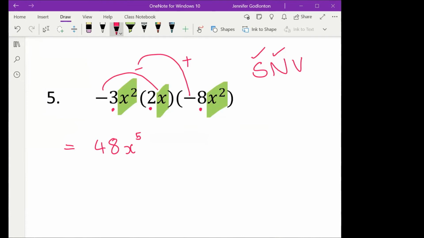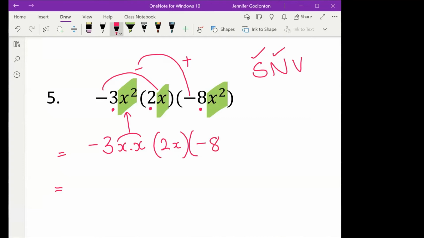How did you get x to the power of 5? Okay, great question. Let's try and write it out a slightly different way. I could write this as 3. If I wrote x squared in a different way, I could write that as x times x, right? Because x times x gives me x squared. And then I'm multiplying that by 2x. And then I'm multiplying that by negative 8. And again, it's 2 of them, x times x, because x times x gives me x squared. So then when I start linking them together, I've got 1, 2, 3, 4, 5 x's, x to the power of 5.